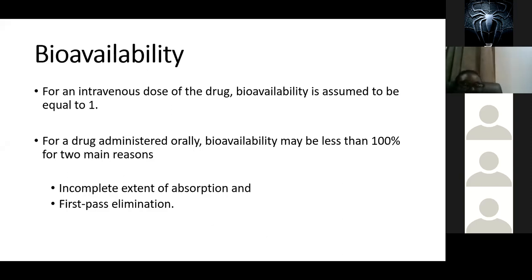However, if you give it orally, the bioavailability may be less than 100% because of 2 reasons. 1, incomplete extent of absorption. If you give the medication orally, the medication will have to be absorbed from the gastrointestinal tract, and that absorption is not 100%. So the bioavailability of the medication will be less than 1. Then there's also what we call first pass elimination. That is elimination of parts of the medication before it gets to the systemic circulation.